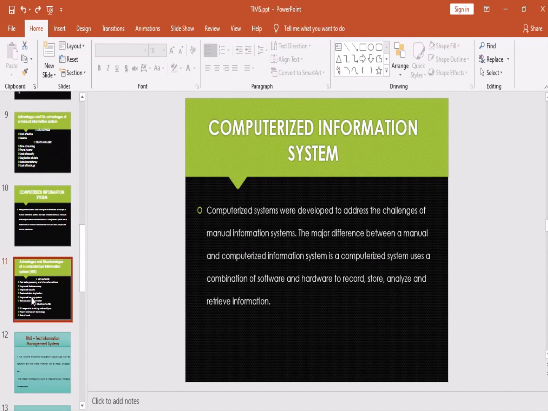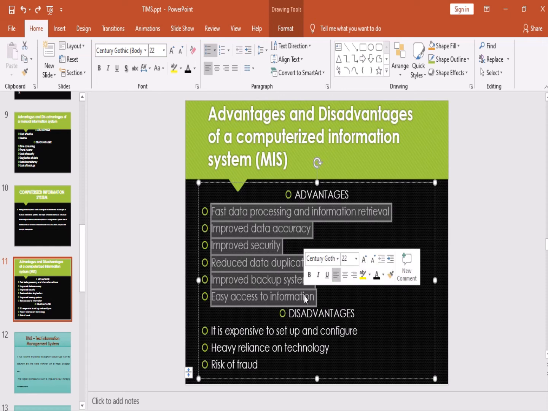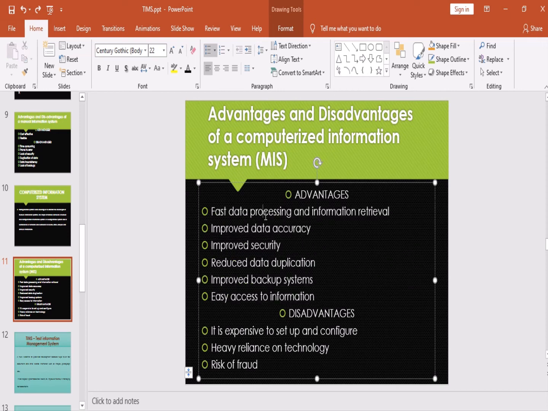So now coming to the computerized information system advantages. Why am I giving these advantages? Because the advantages of this computerized information system will be reflected in your preclinical data. Fast data processing and information retrieval is one of the biggest advantages. It processes data and retrieves information at a faster rate. This leads to improved client, customer and services. When your work is very fast and very secure, the client service will be very good.